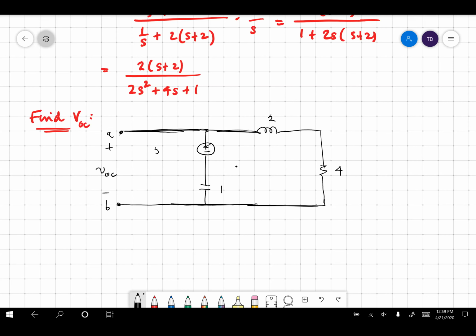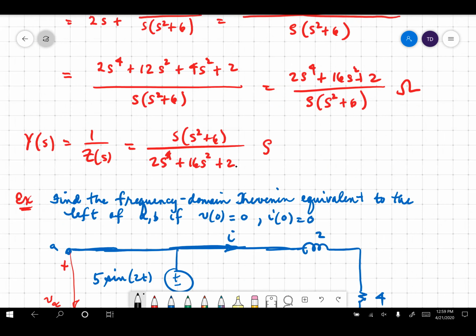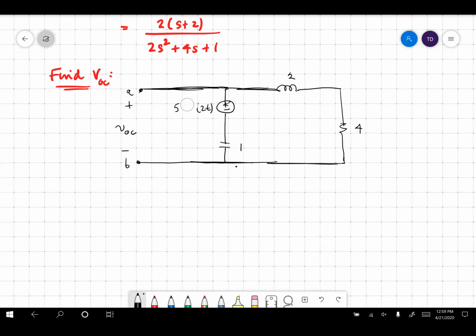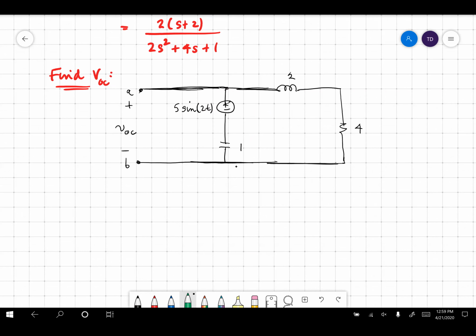Is that correct? Did I not label that source? I did, right? Yep. I think it was 5 sine. 5 sine 2t. Okay, so convert the circuit. We've been having a grand old time converting circuits. So let's go ahead and convert that circuit. 1 over S, 2S, 4, 5 sine of 2t.